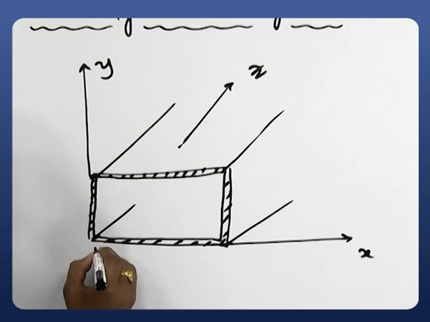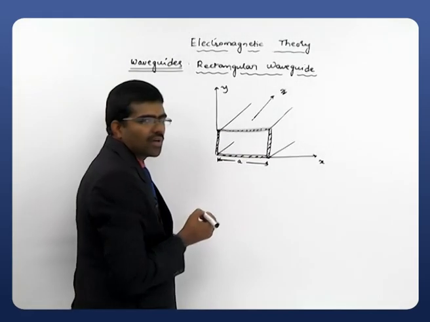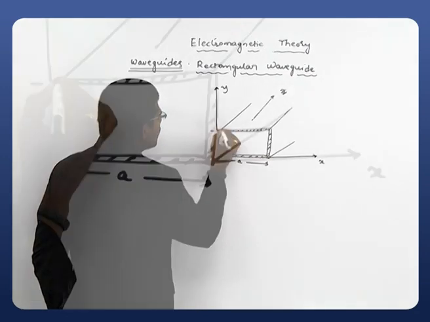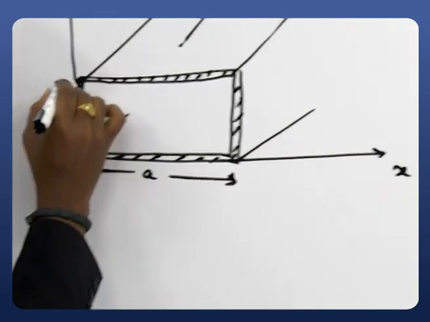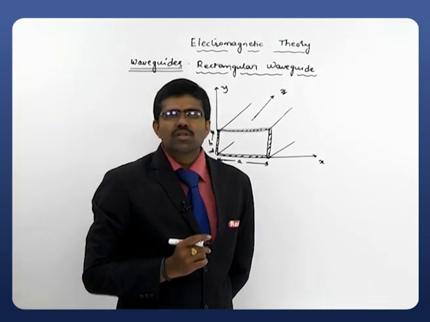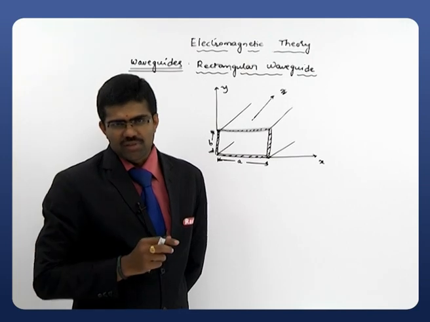The inner dimension of the rectangular waveguide along this broader side is A. That's what I am taking, and this is a universal notation that you can use. For the narrower dimension, it will be taken as B. This is also the universal notation. In most cases, they will use only A and B, otherwise they will use some numerical values for that, right?